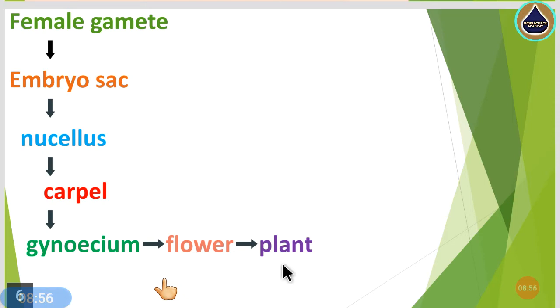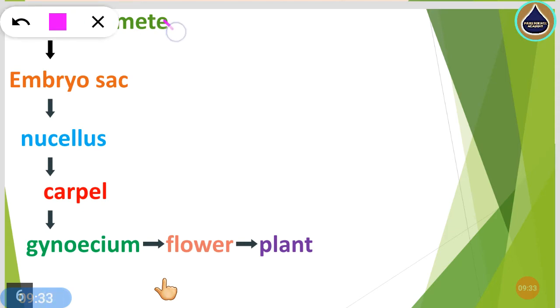So I hope it is clear in your mind. Let's see one more time. The plant has a flower, and the flower has a female reproductive part called the gynoecium. The single unit of the gynoecium is called the carpel, and in the carpel there is the nucellus, and in the nucellus there is the embryo sac. In the embryo sac there is an 8-cell structure, out of which one cell is called the female gamete, that is called the egg.